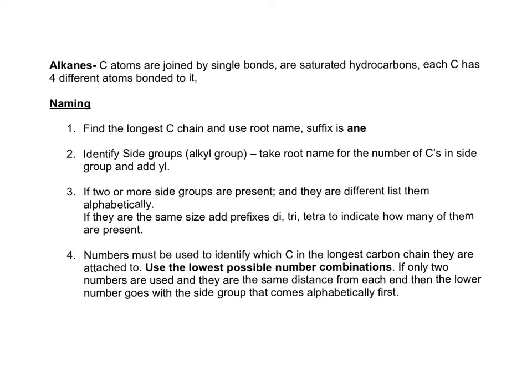Numbers must be used to identify which carbon on the longest carbon chain they are attached to. Use the lowest possible number combinations. If it's 3,4 dimethyl or 5,6 dimethyl, you go with the 3,4 dimethyl. So you change the end of the carbon chain that you count from. If only 2 numbers are used and they are the same distance from each end, then the lower number goes with the side group that comes alphabetically first.